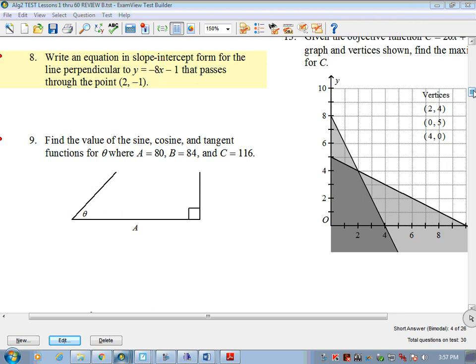Okay. Number 9, find the value of sine, cosine, and tangent for functions where a is 80, b is 84, c is 116. Of course, they don't show me the whole picture here, which is a little frustrating. So let's go ahead and fill this in. We've got theta here. A is 80. B, let's see. They don't really fill in the rest of it to tell me where all of this is. But if they tell me that A is down here, then angle A is up here.